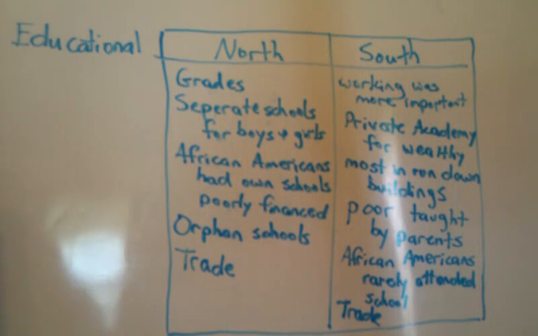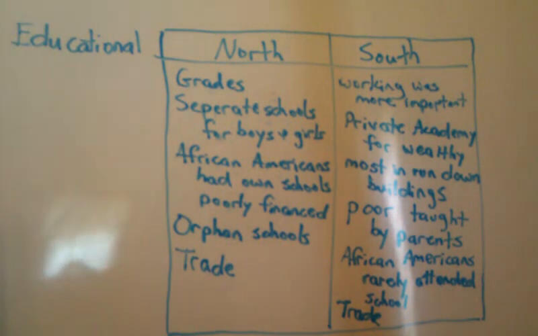Riots broke out in the South due to food shortages and the high cost of staple goods. Southern education was, for the most part, limited to those who could afford private schools. Public education in the North began to take on the characteristics of today's educational programs.